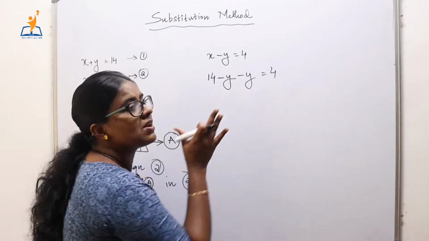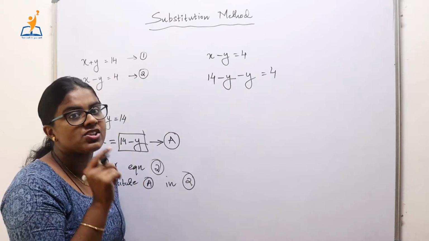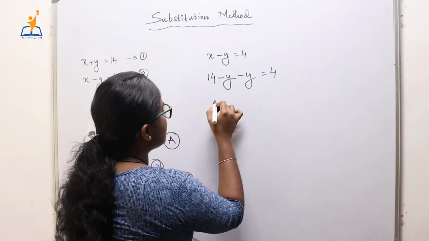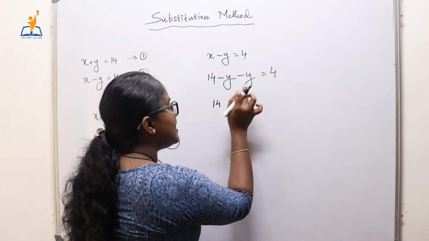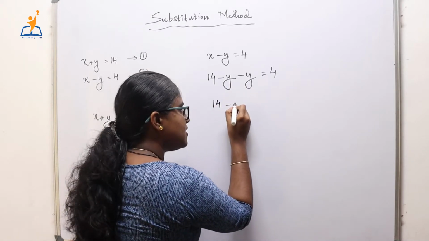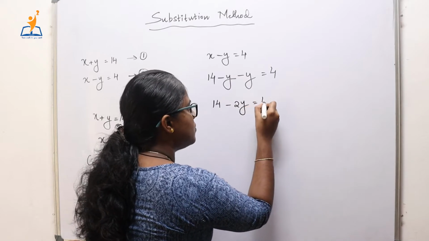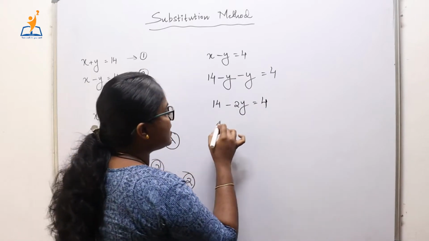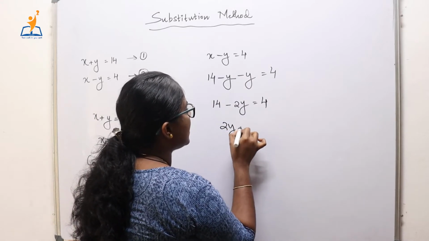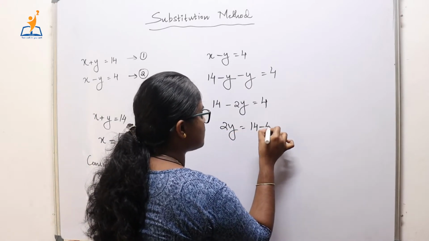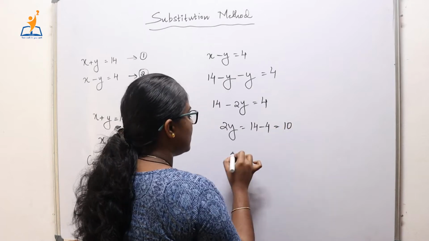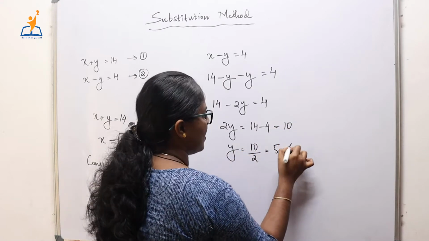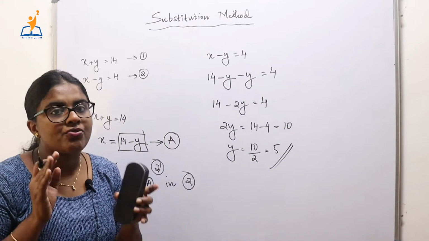Now this has become an equation in one variable, that is an equation in y. Now let me solve this. 14 minus y minus y is 14 minus 2y equals 4. Now solving this linear equation in one variable is easy for us. That is 2y equals 14 minus 4, that is 10. Now y becomes 10 by 2, that's 5. So we got the value of y as 5.